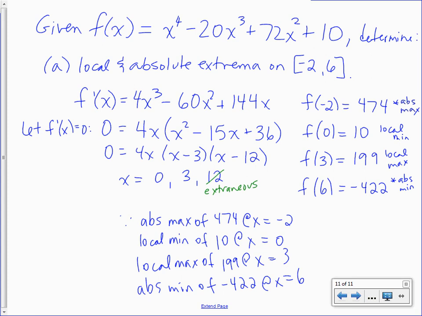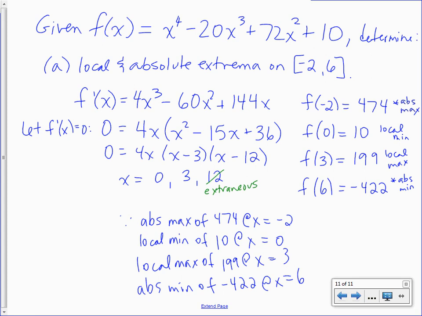Everyone good? That's how you answer it if it's on an interval. Because as soon as it's on an interval, you're guaranteed there's an absolute max and a min, and then the other two just have to go with the flow here. Now, if you wanted to confirm with your sign chart, go right ahead. You can make a little increasing, decreasing chart to confirm everything.